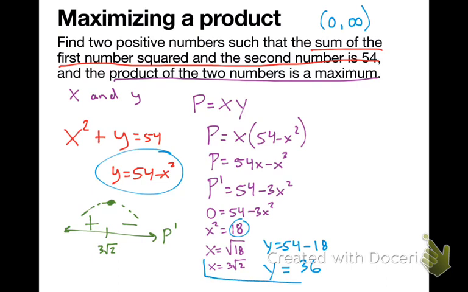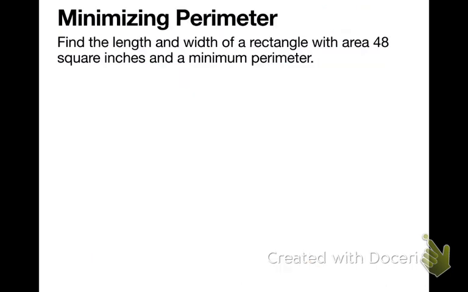So the two numbers that meet the conditions and maximize the product of those two numbers are 3 square root 2 and 36. Wasn't a lot of context behind this problem, but it was a good one to get our momentum started for us to practice this process. Let's try another example that has a little bit more context.